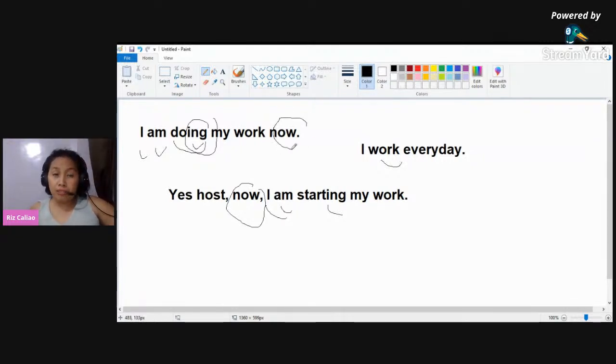But when the time is now, what we call that is a time expression. Okay? Every day, now, we call them time expressions, guys. When the time expression we use is now, it's always accompanied by an ing on our verb. But with every day, it shouldn't have an ing.